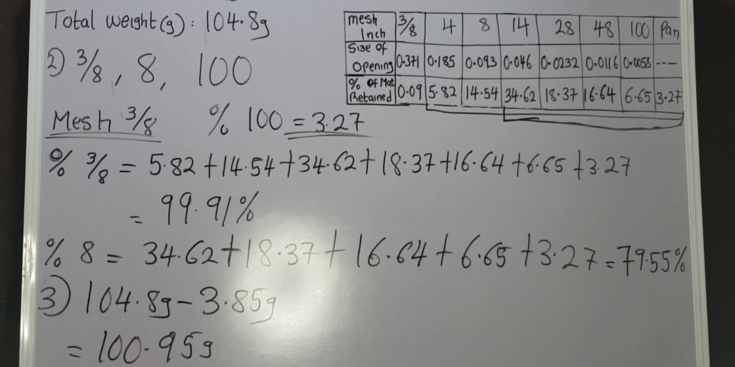Probably if you want to embark on another experiment, which is experiment 2, we are going to use 100.95 grams of the ground weight for further analysis, because the rest has been lost already. Okay, so let's proceed to question number 4. State the range of materials in mesh 3/8 and pan.